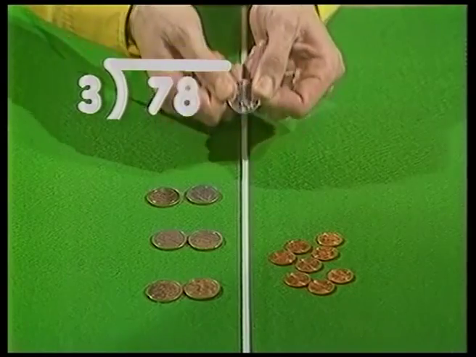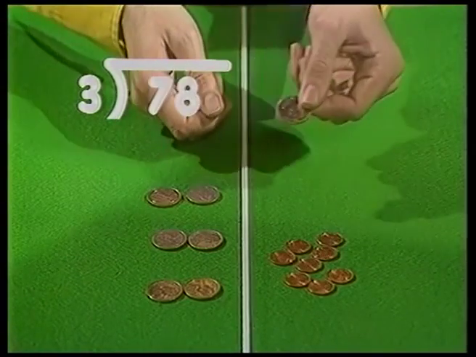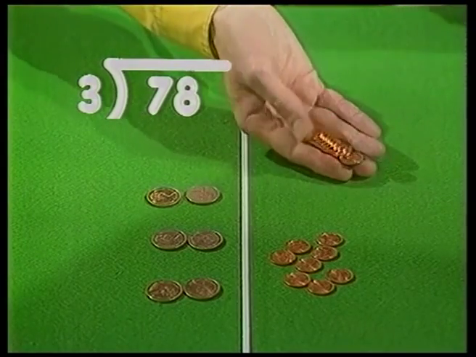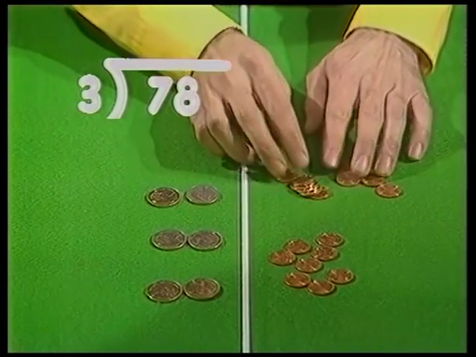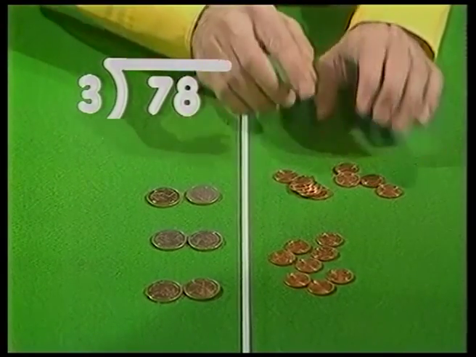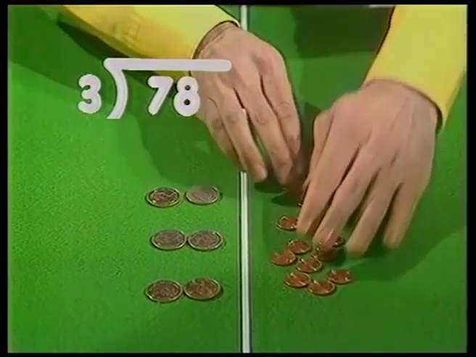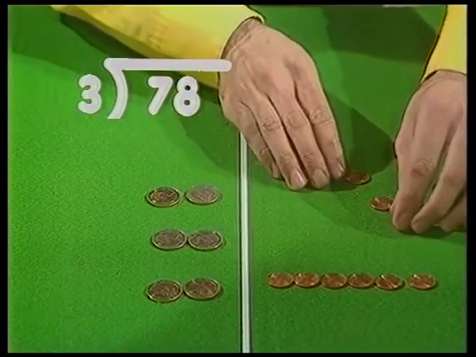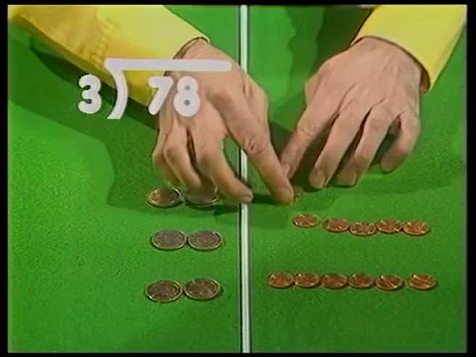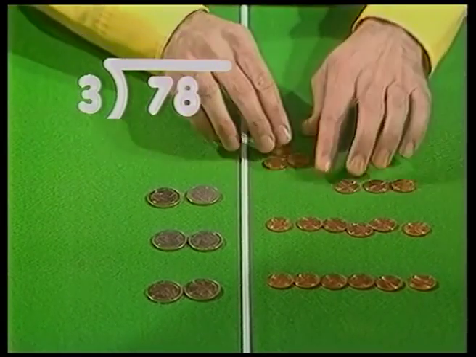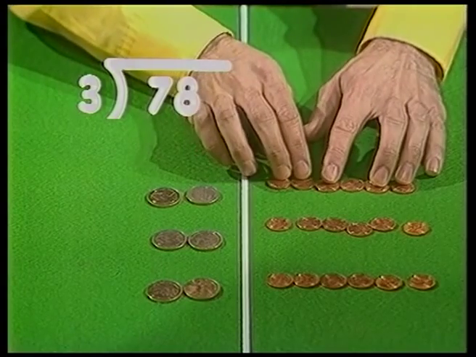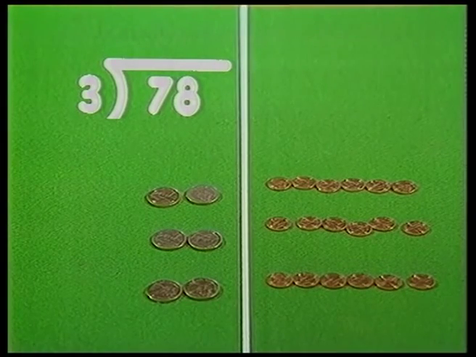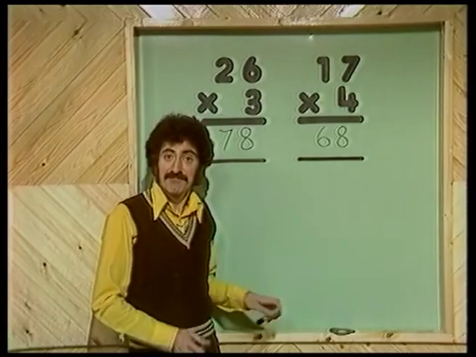Now we can't split that up as it stands, so we carry it over into the ones column and change it, of course, into 10 1-penny pieces. So now we've got 18 pennies altogether, which we can divide into 3 equal parts. 18 divided by 3 is 6. There's 6. 1, 2, 3, 4, 5, 6. There's 6. And the third lot of 6 there. So, you see, 78 pence divided by 3 is 26 pence, which is what we have here. Do you get the idea?